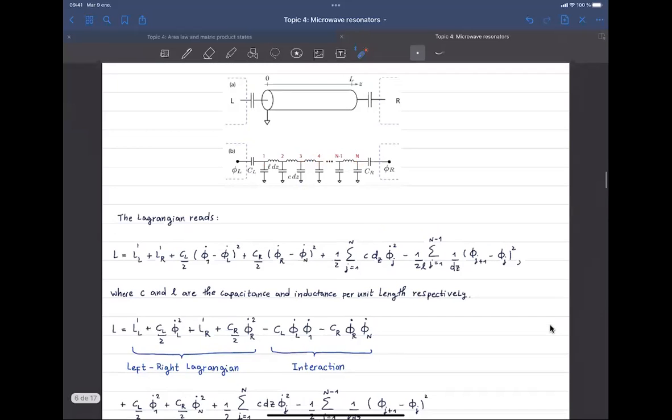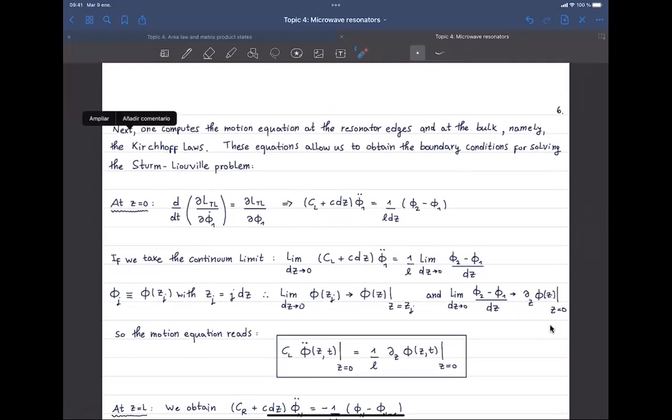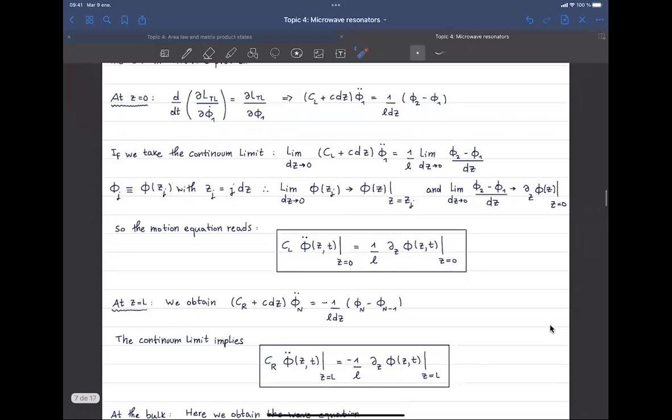If you do that, for instance, for the very beginning of the resonator, where the coordinate is 0, which means taking, in the discrete part, the Euler-Lagrange equations for the flux node 1, phi 1, then you can prove that there is an equation which will be a boundary equation later on when solving the Sturm-Liouville problem that we will face here. This is an important point. This is one equation that will give us some boundary conditions at the beginning of the transmission line.